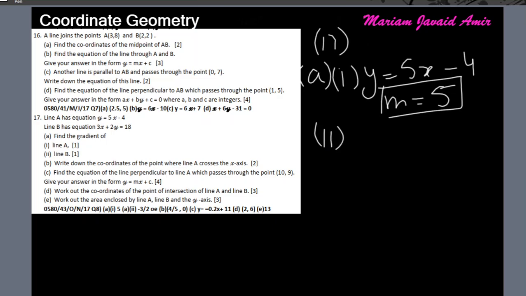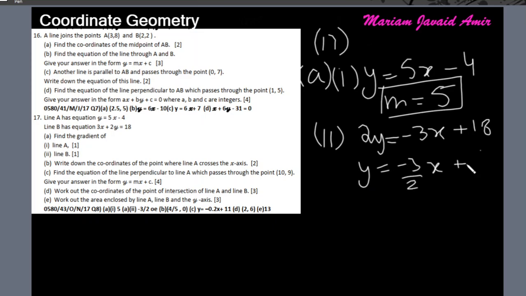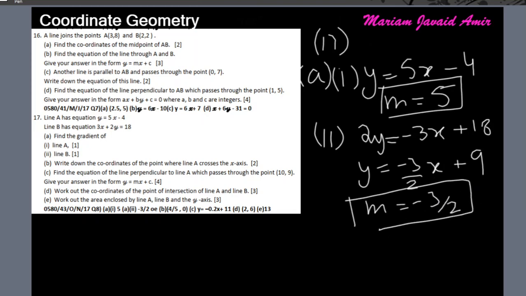For part 2 we need the gradient of the second line, so let's make y the subject here. 2y equals minus 3x plus 18, then take 2 to the other side and divide it separately with both of these. So now m is minus 3 over 2. This is the answer for A2.